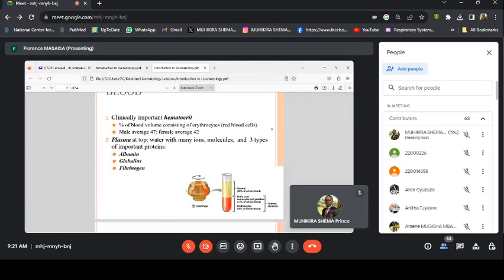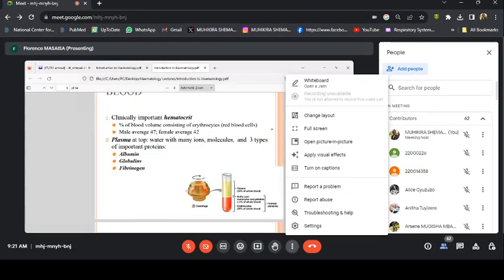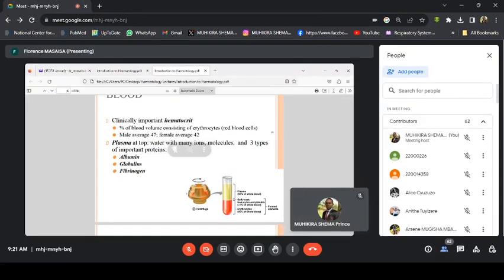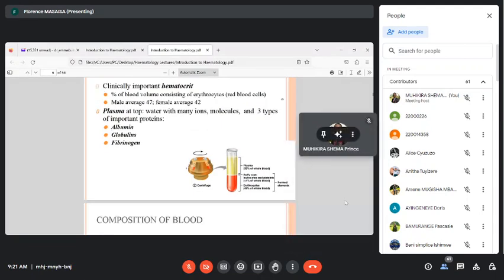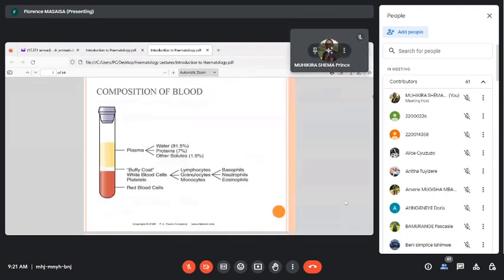Then you have the composition of the plasma, which contain mostly water, but also we have some three important proteins, which are mostly albumin, globulin, and fibrinogen, which is the number one coagulation factor. Those are the composition of the plasma. Again, this one we have said.